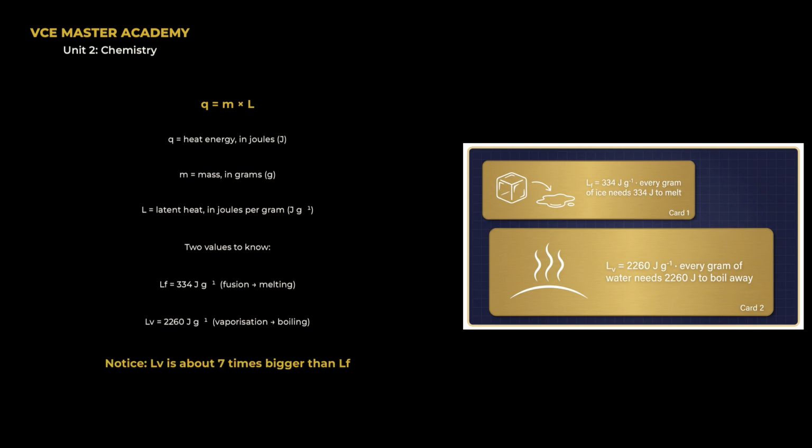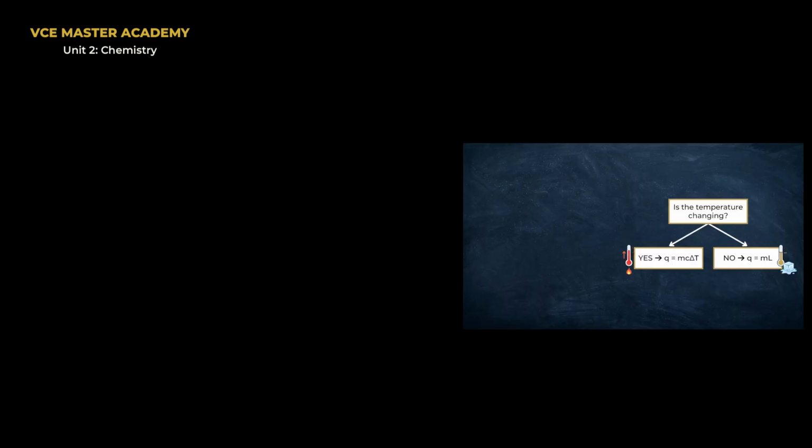Now pause and compare those. Boiling costs about 7 times more than melting. Why? Think back to the hand-holding. Melting only loosens the grip. Boiling has to break every handhold completely and fling the molecules apart. That takes far more energy. Makes sense, doesn't it?